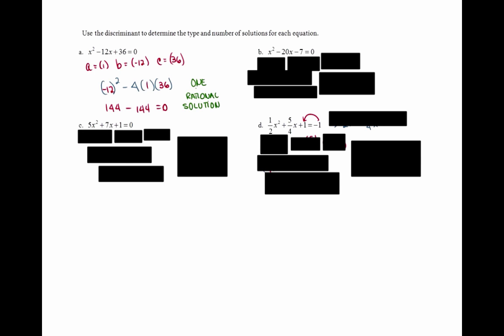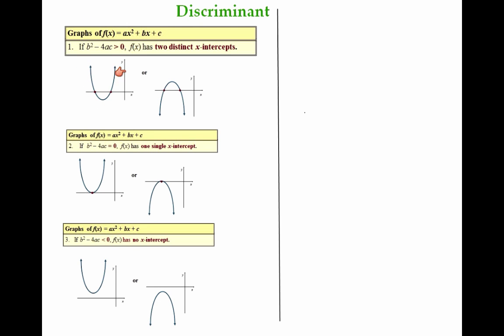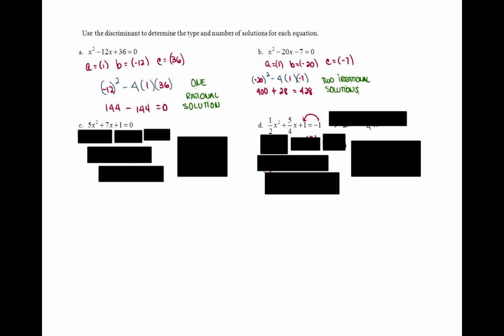So one rational solution. For b, a is equal to 1, b is equal to minus 20, c is equal to 7. The discriminant would be b squared minus 4ac, which is equal to what? Anybody? What did you find? It would be greater than 0. This would be where b squared minus 4ac is greater than 0. Then you get 2 real solutions, and this would be the case where your graph is going to intercept the x-axis at 2 points. In this case, you would get 2 irrational solutions because you get the square root of 428, an irrational solution.